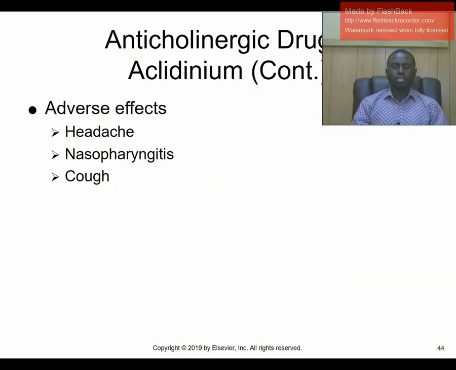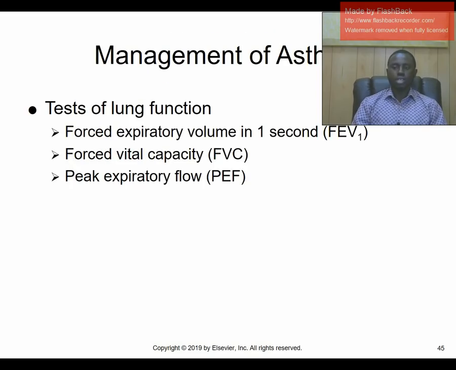Adverse effects include headache, and also nasopharyngitis, which is an inflammation of the nasal passage and pharynx. There can also be cough that results from the use of this medication.